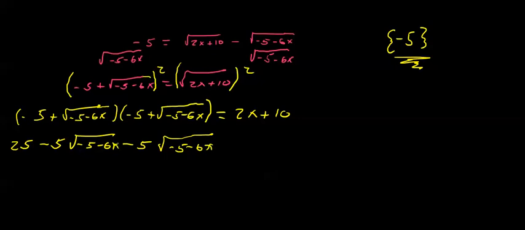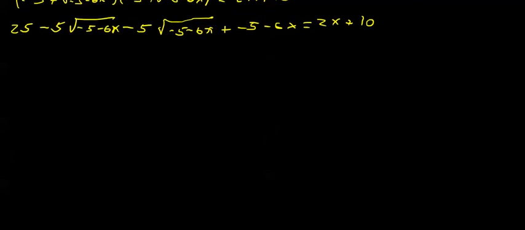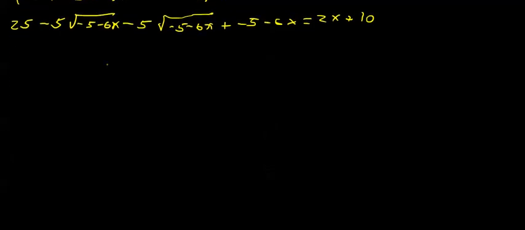That, believe it or not, is an x, plus -5 minus 6x, equals 2x plus 10. I need to slow down and be a little bit neater because I'm going to end up making a mistake. All right, 25 minus 5, 20 minus 10 radical, -5 minus 6x. Oh, I lost the -6x, minus 6x.